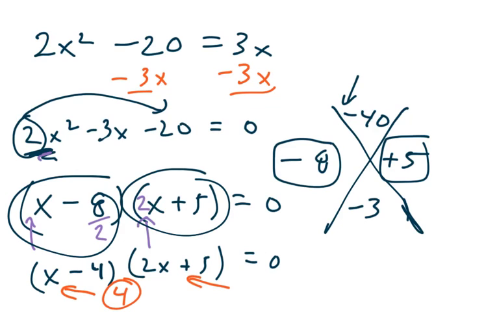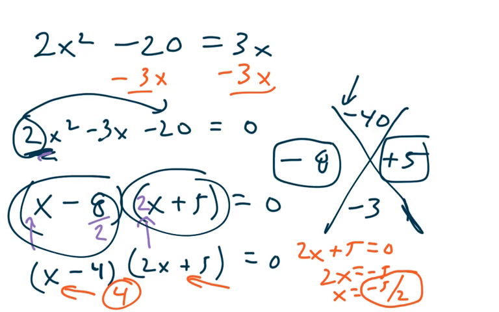This is a little bit more difficult. Let's show our math here. I know if 2x plus 5 has to equal 0, 2x has to equal negative 5. I minus 5 both sides. And then x is going to be negative 5 halves divided by 2. And most likely your teacher likes the fractional answer. So your answers are going to be 4 and negative 5 halves. Okay, that's going to be your two solutions.